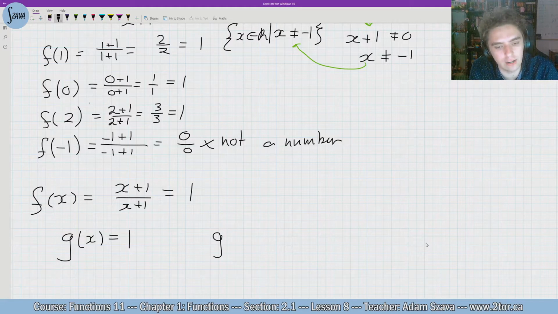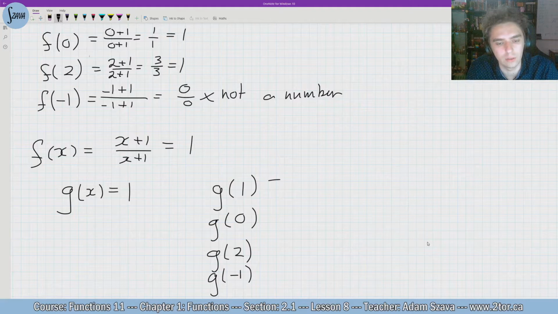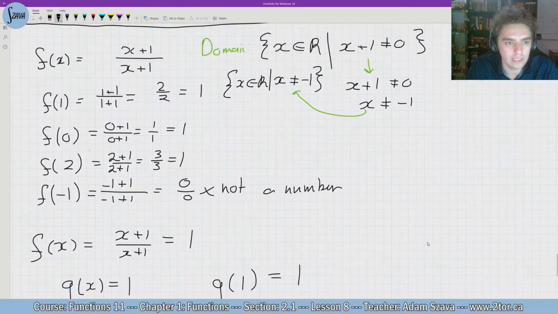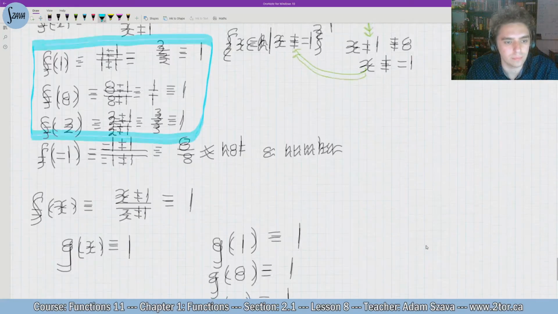So if I take a look at g of 1, g of 0, g of 2, and g of negative 1, we're going to get all the same answers. G of 1 is 1. There's no x here, so all the answers are going to be 1. G of 0 is 1. G of 2 is 1. G of negative 1 is 1. So by checking all these points, we've been on the right track that f of x is equivalent to g of x, right?